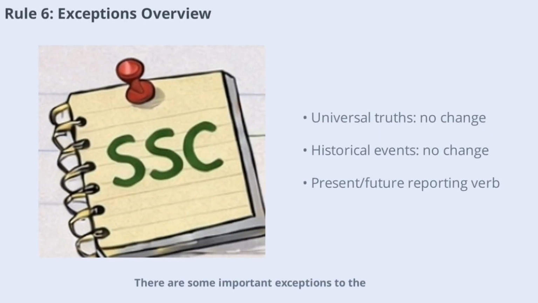There are some important exceptions to the rules of tense change in indirect speech. In certain cases, the tense of the direct speech remains unchanged. These include universal truth, facts, proverbs, historical events, and when the reporting verb is in the present, future, or present perfect tense. Let's explore these exceptions in detail.